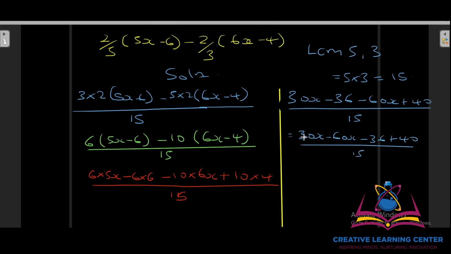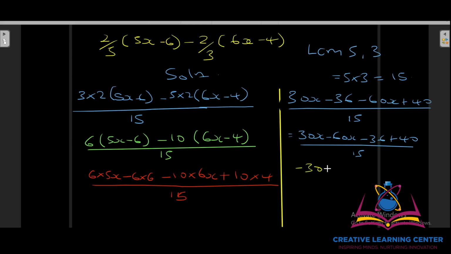Now, if you try to work out here, we're having 30x minus 60x. We are going to end up having a negative. It's going to be negative 30. It can't be 60. It must give us a negative 30x.